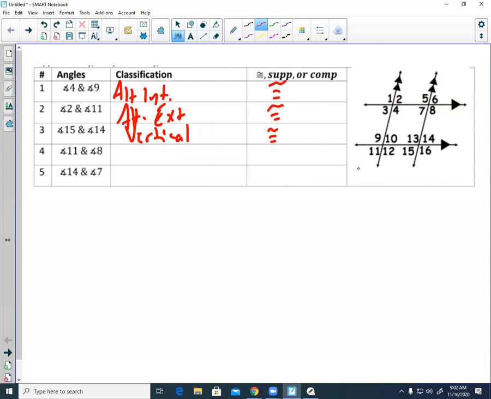11 and 8, 11 here, and 8 here. Again, cross off everything that doesn't have an arrow touching it. And now these two things aren't even on the same line. Since they're not even on the same line, I'm going to say that they have no relationship. I'm going to put a sad face.